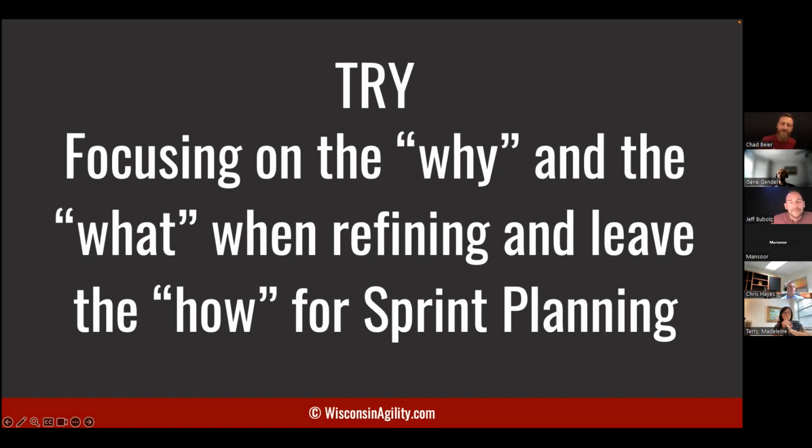Okay, so another thing to try: focus on the why and the what. We said this earlier with goals. When refining, leave the how for sprint planning. Again, we have to be disciplined to not let those tasks creep into our backlog. You can't manage that. It's too much to order the solutions and the detailed tasks. They do not belong in the product backlog.